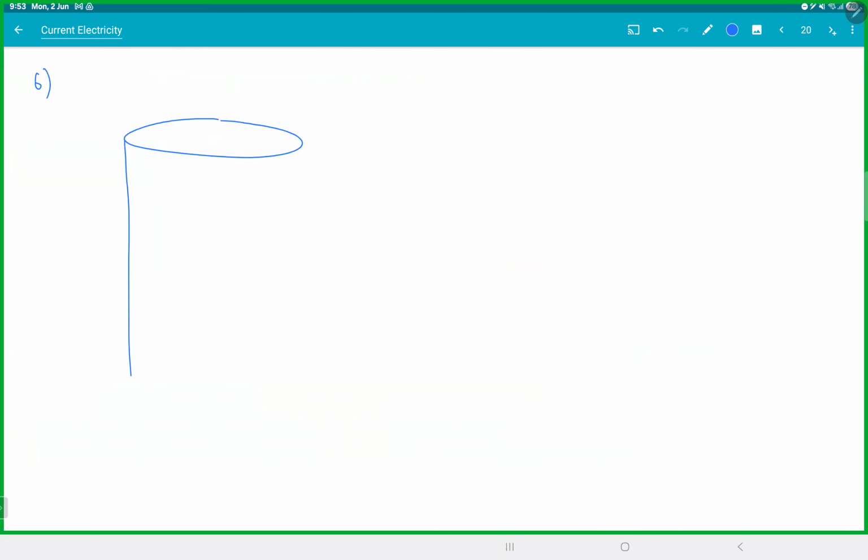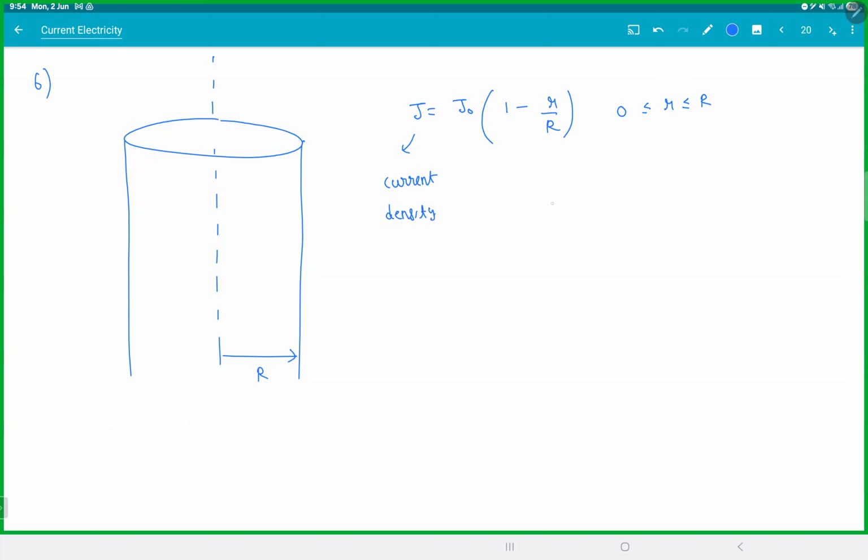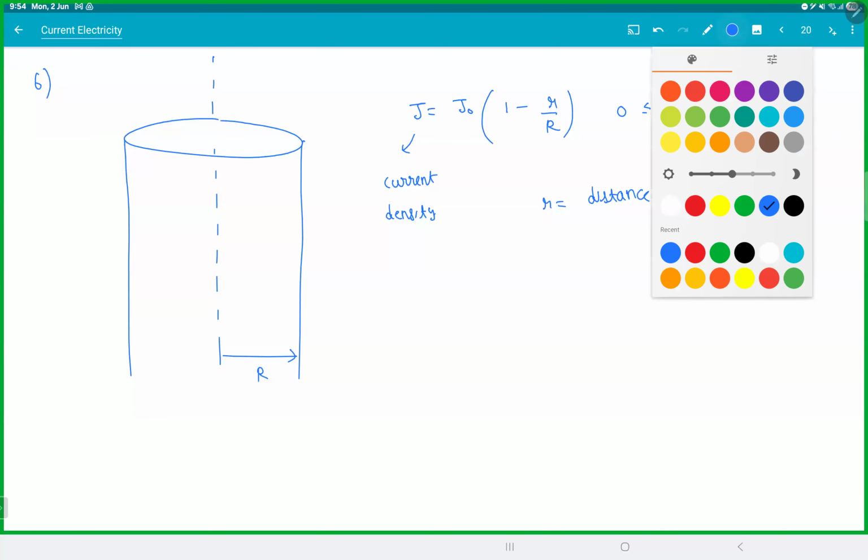We have a solid cylinder of radius R. J is your current density, which is J naught into (1 minus small r by R). It's an easy one. Small r is between 0 and R. J is your current density, which is current per unit area. Small r is distance from the axis. These kinds of questions will be quite useful in magnetism. For now, it's fine. J we won't use much here.